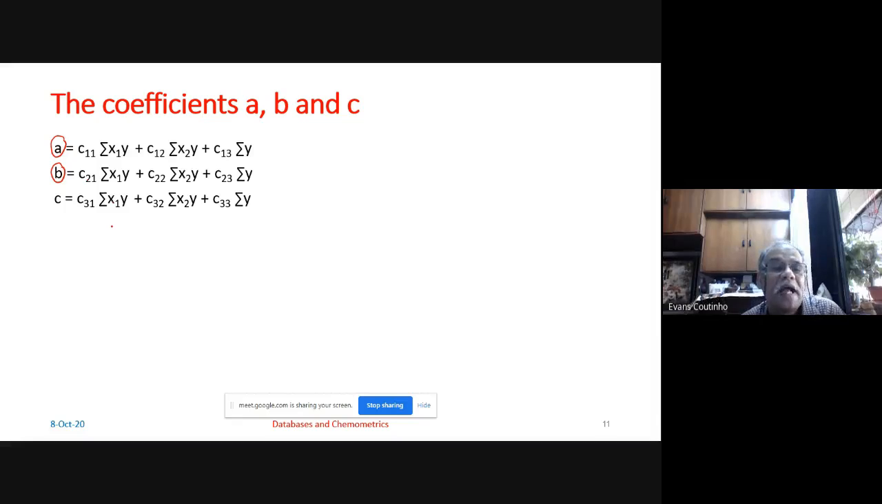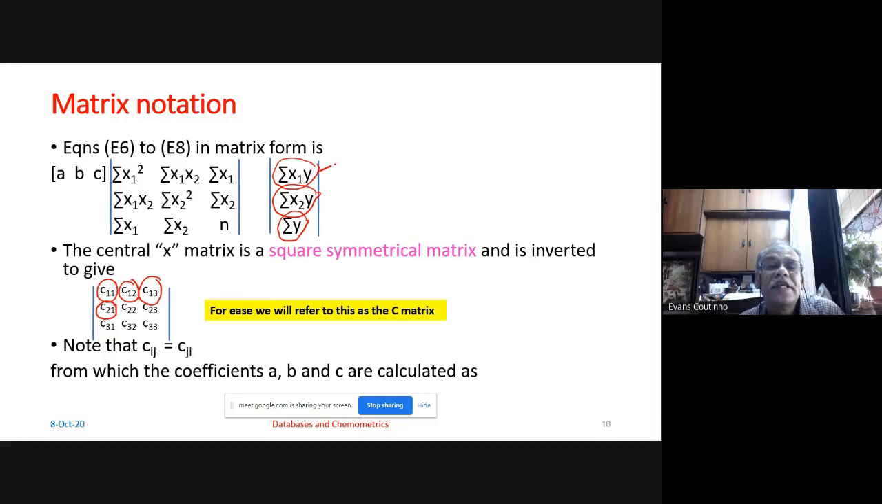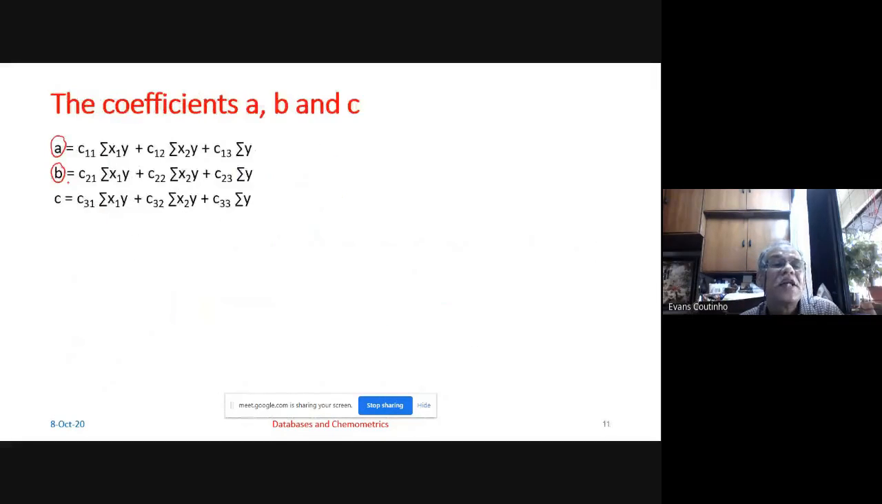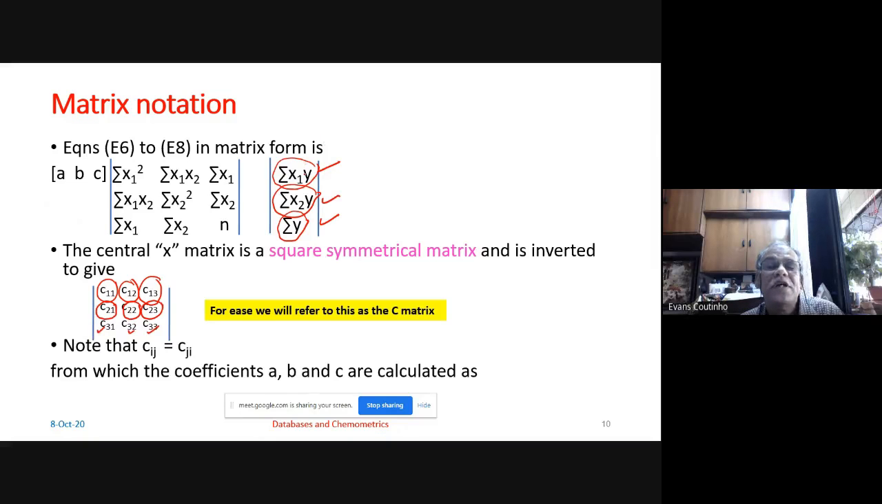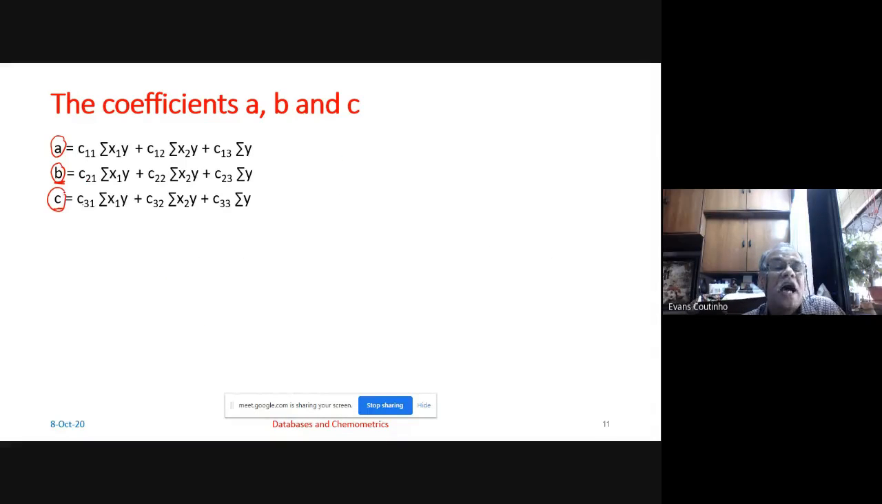So B will be obtained by multiplying this number with this number, this number with this number, and that is how I will get the coefficient B, my regression coefficient. And C likewise will be obtained by taking these three numbers and multiplying with these values in this column matrix. This is a column matrix out there. Okay, so that is how I get. And now I have my regression equation: y is equal to A x1 plus B x2 plus C. That is how the regression equation is obtained out here.